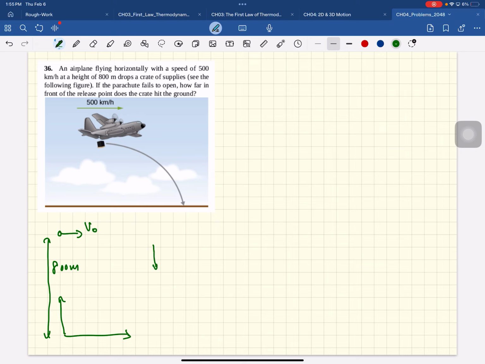The initial speed is 500 kilometers per hour. A kilometer is 1,000 meters. 1 hour is 3,600 seconds. 1,000 divided by 3,600. Let's divide this by 3.6 to get meters per second.